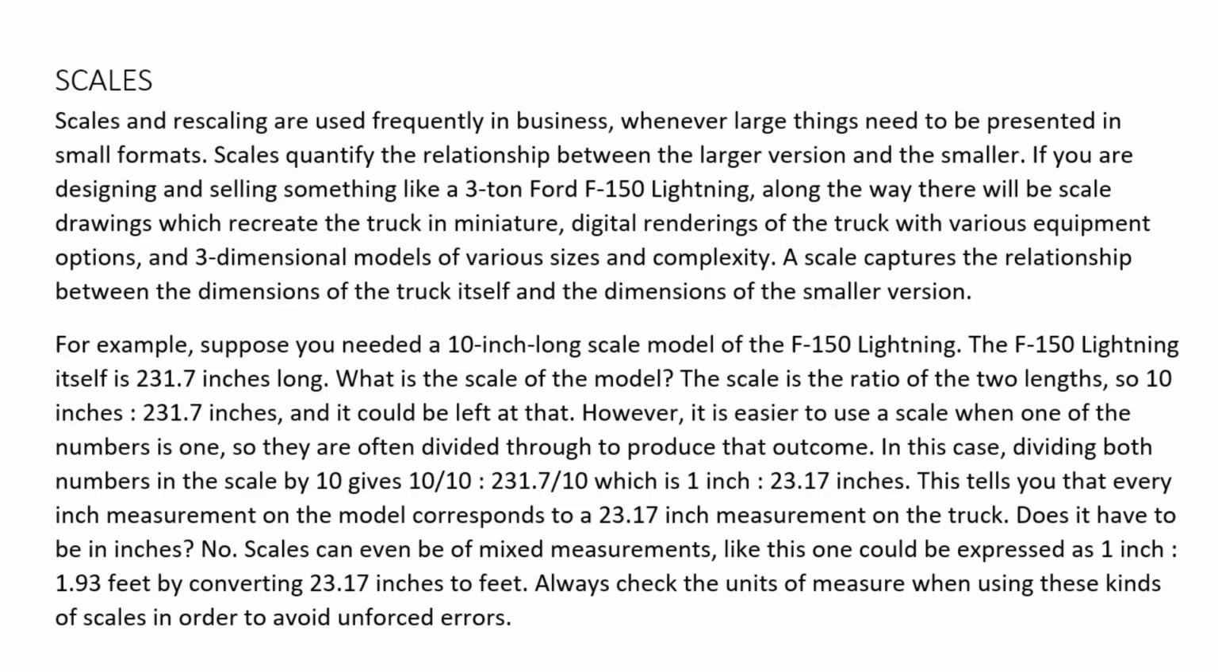10:231.7. However, it is easier to use a scale when one of the numbers is 1, because then you have 1 of this equals this much of that. So they are often divided through to produce that outcome. In this case, dividing the numbers in the scale by 10 gives you 10 divided by 10 on the left side, which equals 1, and 231.7 divided by 10 on the right-hand side. Dividing by 10 moves the decimal point once to the left, so you get 23.17.